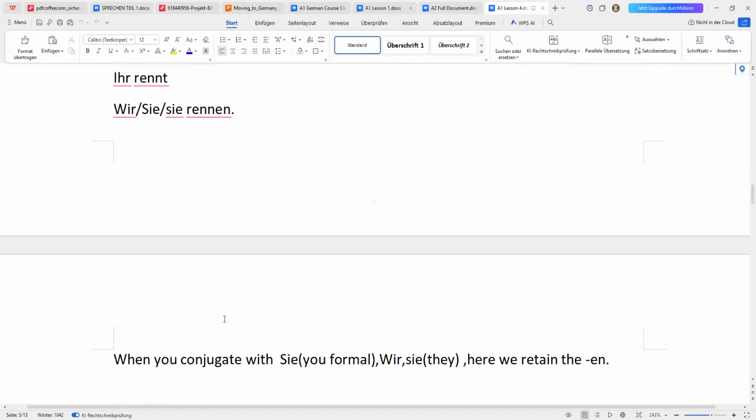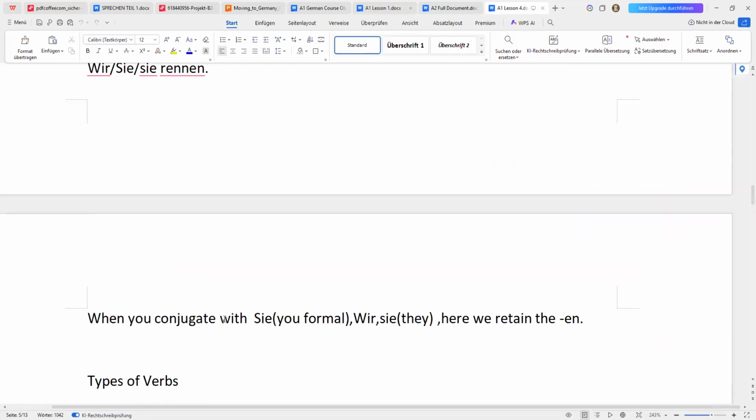Then, when you conjugate now with the Sie for you formal, the wir, that is the we, and the sie for they, here we retain the en. There we don't remove the en. If the verb was gehen, it just remains gehen. If the verb was spielen, you just say wir spielen, sie spielen, sie gehen, and that is it. So with the Sie for you formal, the wir for we, and the sie for they, we retain the verb the way it is. You don't do anything. So those are the conjugation rules.